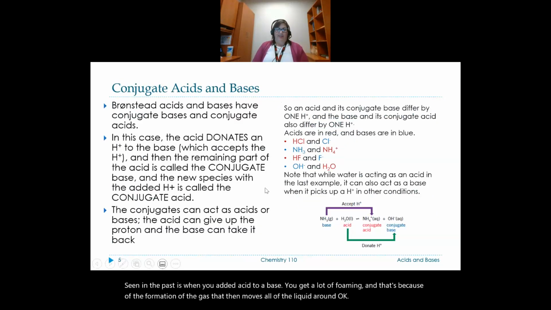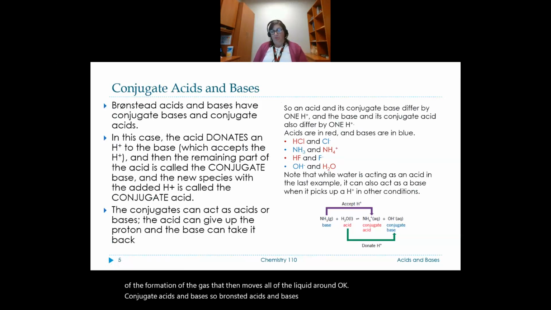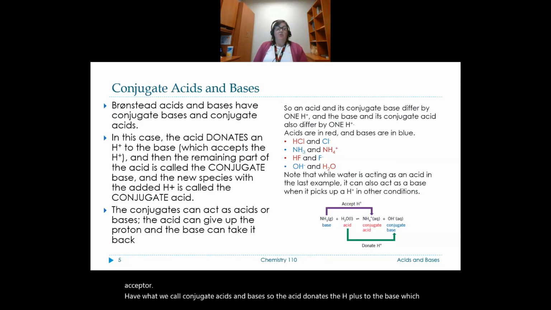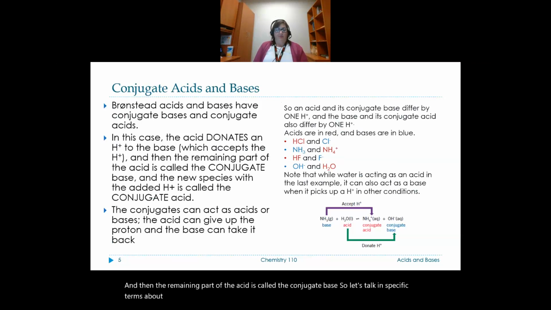Conjugate acids and bases. So Bronsted acids and bases, so proton donor and proton acceptor, have what we call conjugate acids and bases. So the acid donates the H plus to the base, which accepts the H plus. And then the remaining part of the acid is called the conjugate base. So let's talk in specific terms about HCl, right? HCl is a strong acid. It has that H plus that it gives up, which can then be picked up by something else, and then leaves us with that Cl minus.